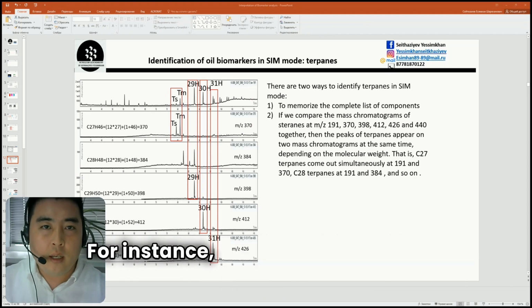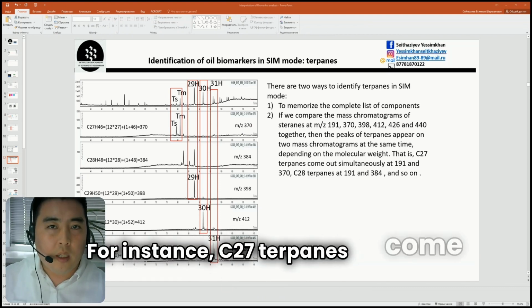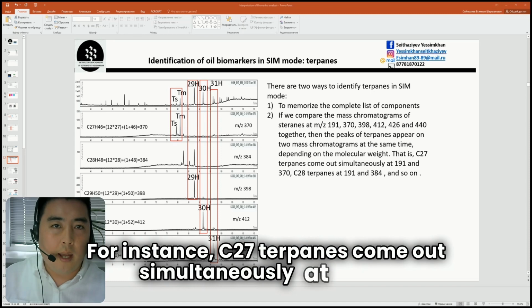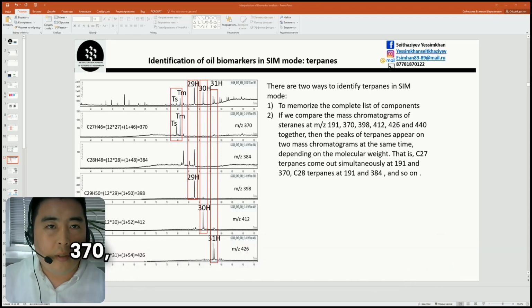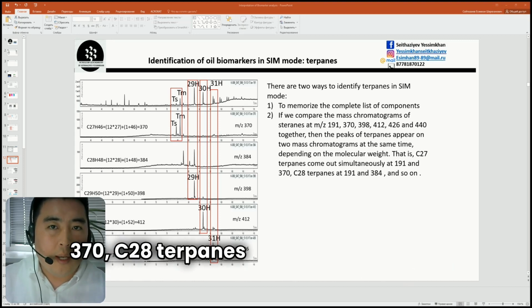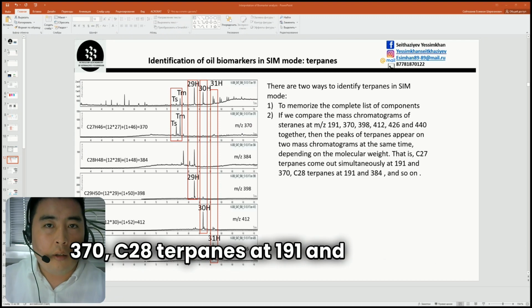For instance, C27 terpenes come out simultaneously at 191 and 370, C28 terpenes at 191 and 384, and so on.